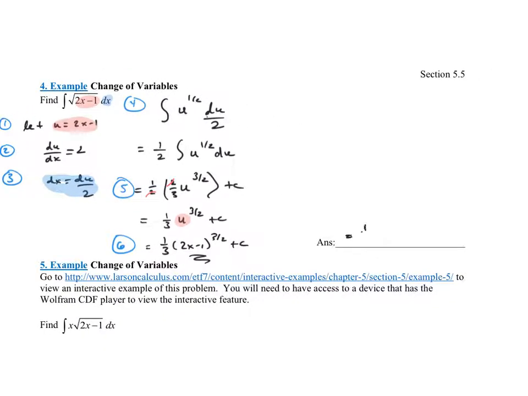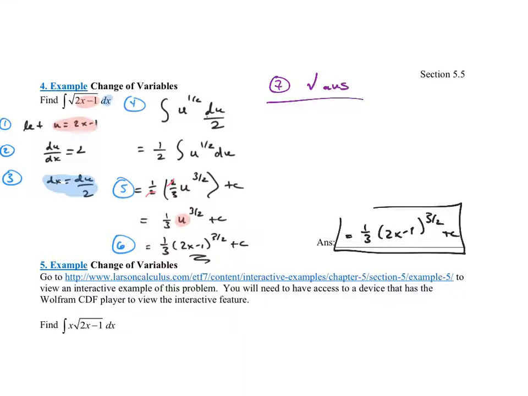Now the informal step that I don't grade you on, but you absolutely should do every single time, is check your answer. So I'm just going to call that step 7, right? And that's check your answer. How do you check your answer? You just take the derivative of whatever your answer was.